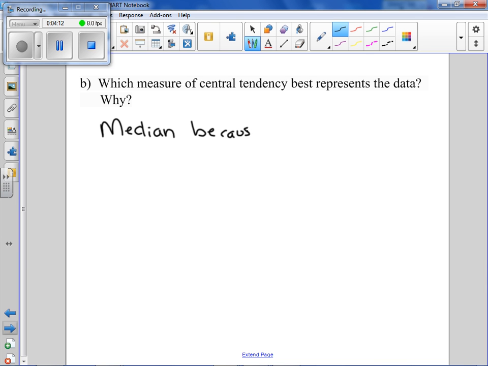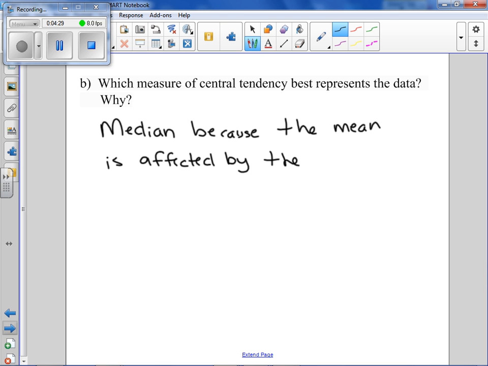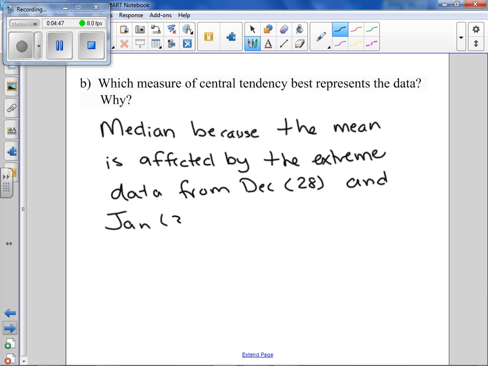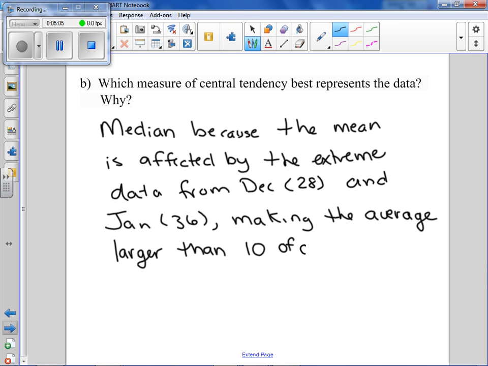because the mean is affected by the extreme data from December, which was 28, and January, which was 36, making the average larger than 10 of our data. So that's why I would pick the median.